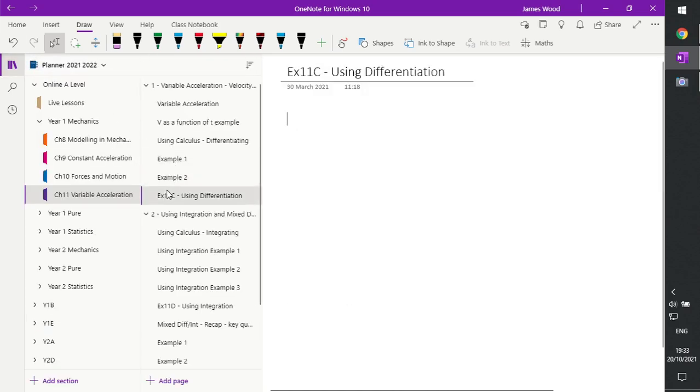Okay, to have a bit of practice at using differentiation in this sort of problem, have a look at exercise 11c.